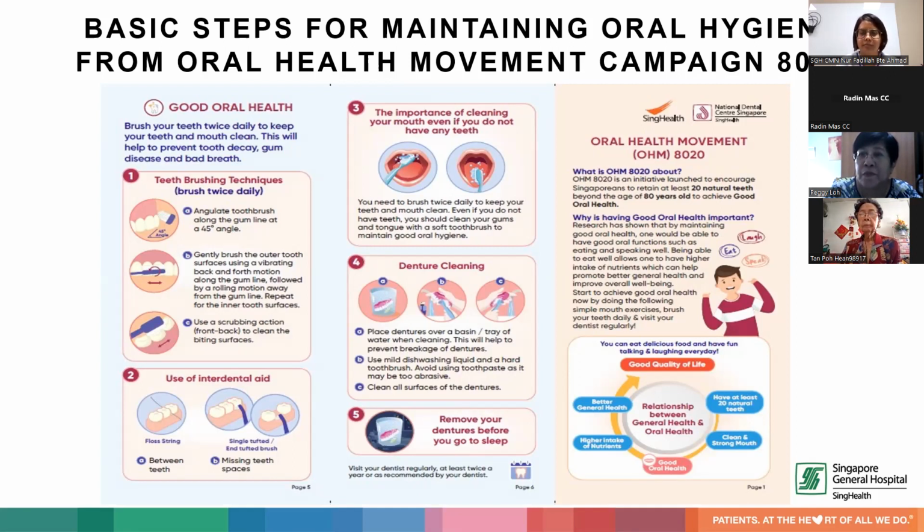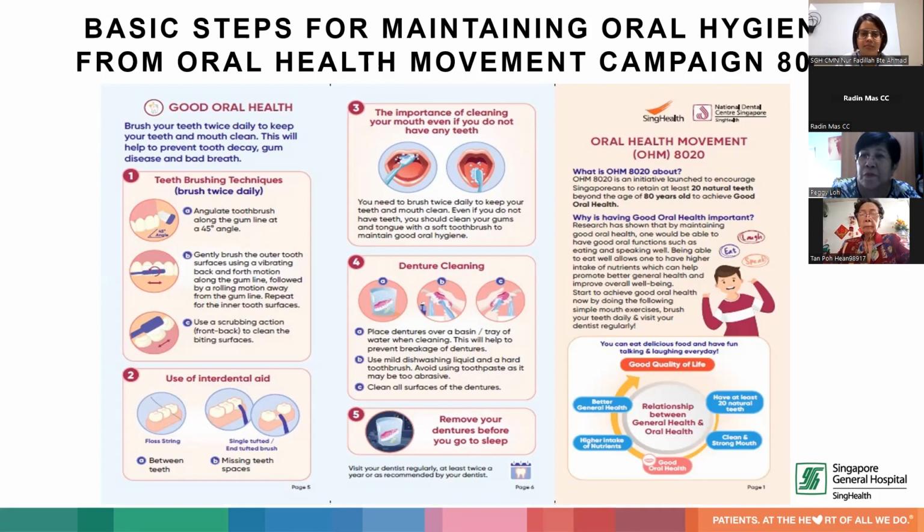Firstly, gently brush the outer tooth surface using a vibrating back and forth motion along the gum line. So what you need to do is hold it at 45 degrees, and then go back and forth along the gum line. Followed by a rolling motion away from the gum line. Just cover about 2 or 3 teeth at once. Okay, so you go on. I will show you. So you just 1, 2, 3, 4, 5, and then you go on 1, 2, 3, 4, 5.